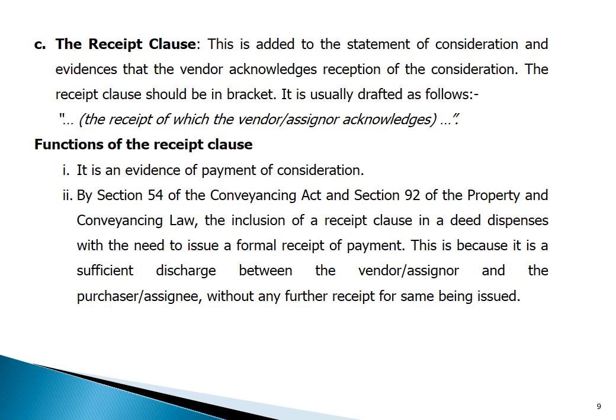2. By Section 54 of the Conveyancing Act and Section 92 of the Property and Conveyancing Law, the inclusion of a receipt clause in a deed dispenses with the need to issue a formal receipt of payment. This is because it is a sufficient discharge between the vendor assignor and the purchaser assignee without any further receipt for same being issued.